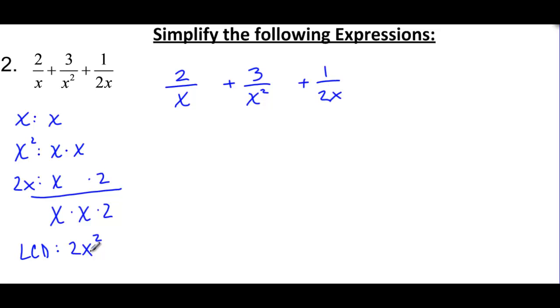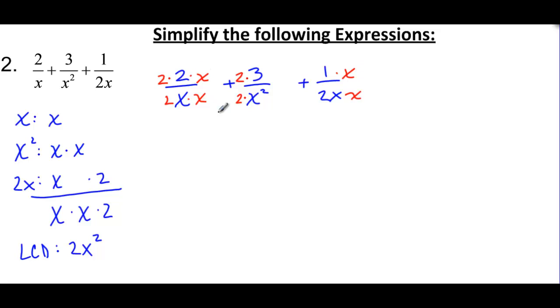All right, so I need to make each of them 2x squared. Well, this is an x, so I'm missing a 2 and another x. So I need to multiply the top by a 2 and an x. I have an x squared, but I'm missing a factor of 2. And the last one is a 2 and a single x, so I'm missing a factor of another x.